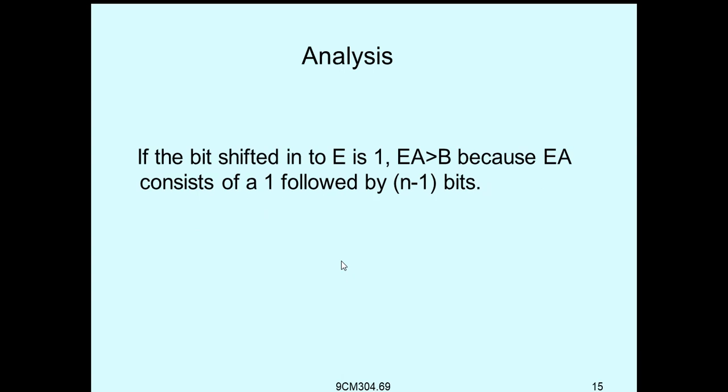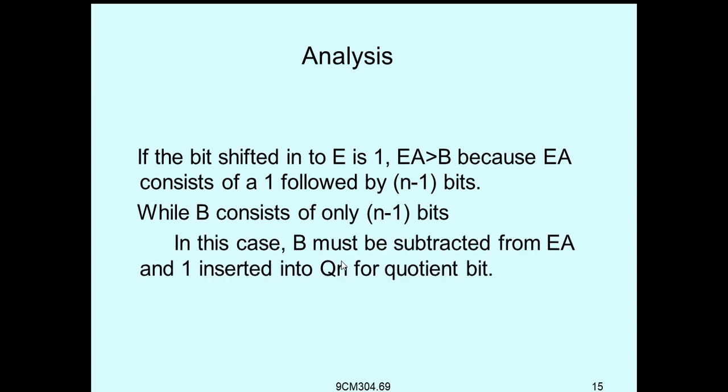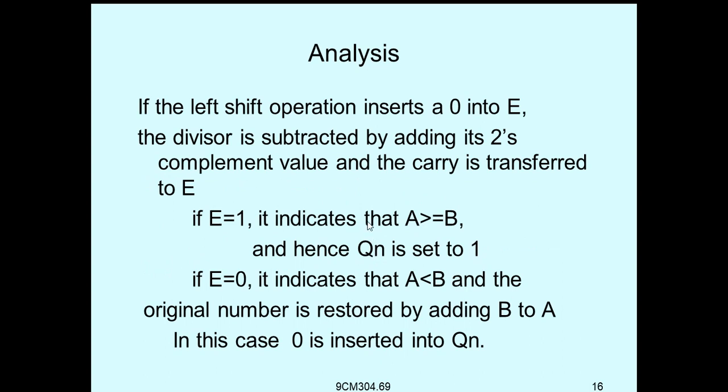And if the bit shifted into E is 1, then EA is greater than B, because EA consists of a 1 followed by n minus 1 bits, while B consists of only n minus 1 bits. So in this case B must be subtracted from EA and 1 inserted into Qn as the quotient bit. If the left shift operation inserts a 0 into E, the divisor is subtracted by adding its 2's complement value, and the carry is transferred to E.